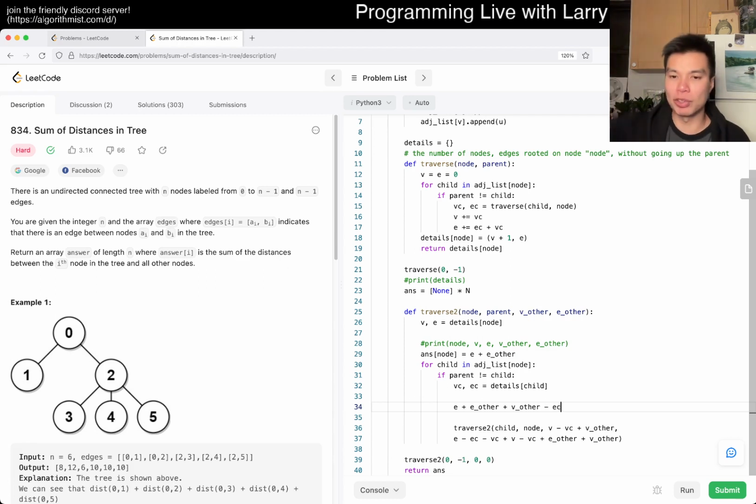We want to minus all the edges from the... because we don't want to count. We're subtracting EC because now you're going to the child. The child already contains all the stuff that's already in EC, right? So it doesn't need to know it. And then we want to minus VC for that reason, because all of those edges that are coming from your child are actually closer by 1. So that's the number of VC.